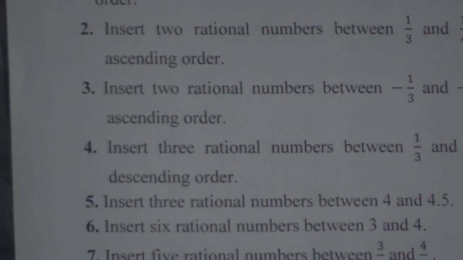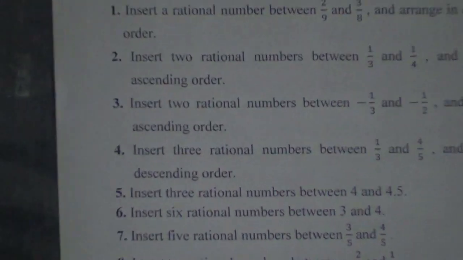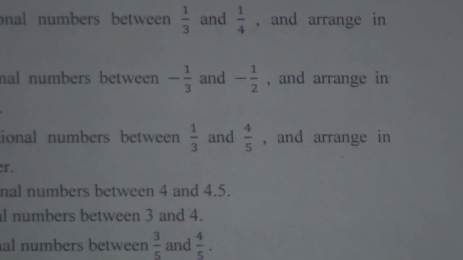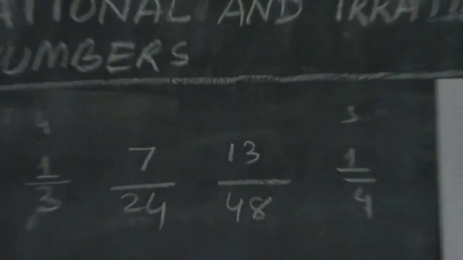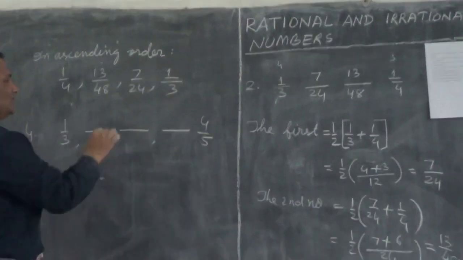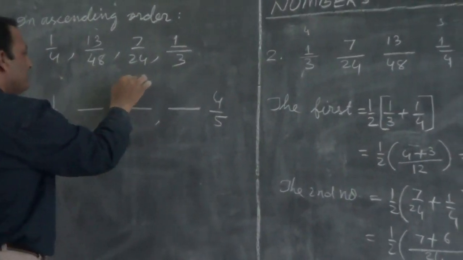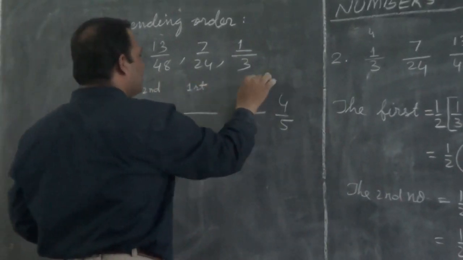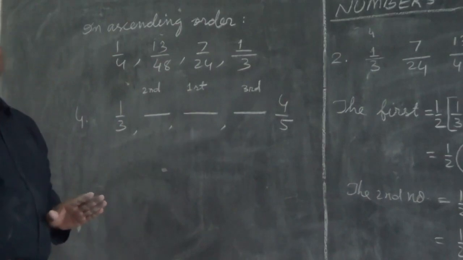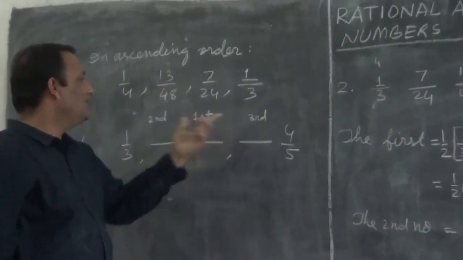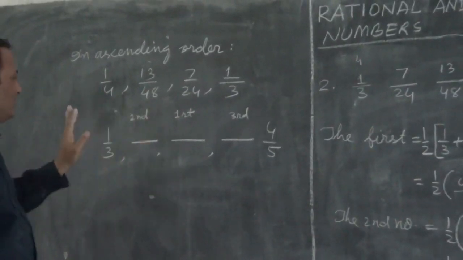Question number 4. It is asking for three rational numbers between 1 by 3 and 4 by 5, and it is saying insert 3. 1, 2, 3. Do it. As I told you, first one you put here, second one you find here, and third one you find here. Always follow this process. Of course, you can find second and third between these two, but don't go for that controversy.